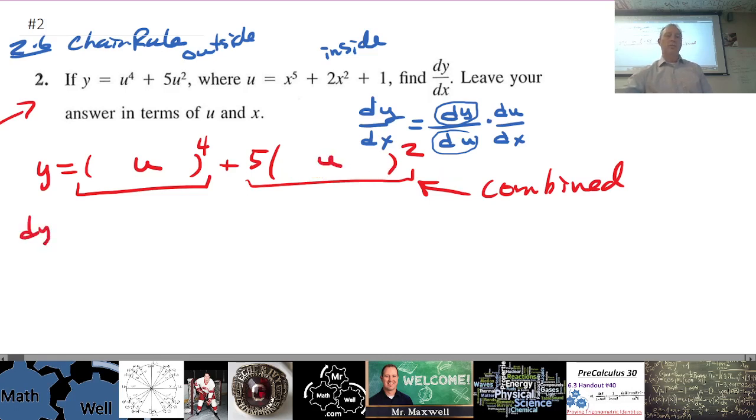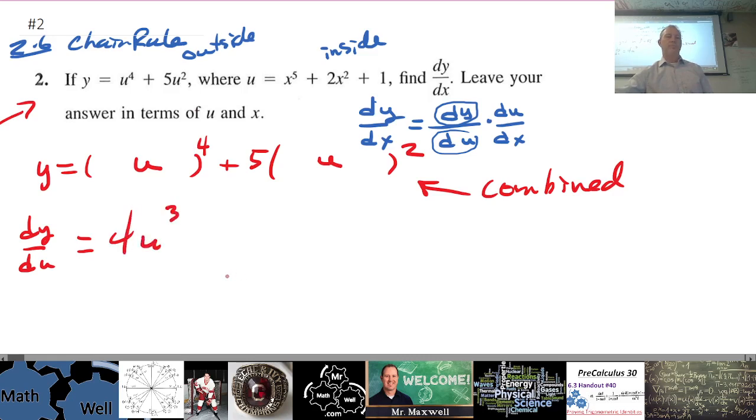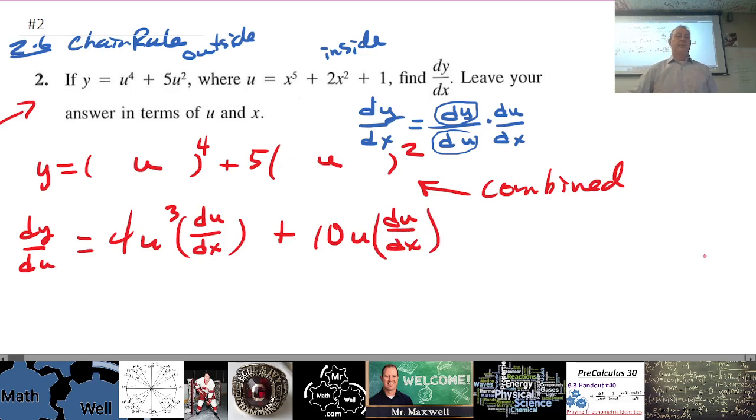So let's do dy/du. And that's going to be, watch this. So this is the way they're wanting you to do it. 4u cubed times du/dx plus 10u times du/dx. Okay. So what is the overall, this technically is dy/dx, but whatever.